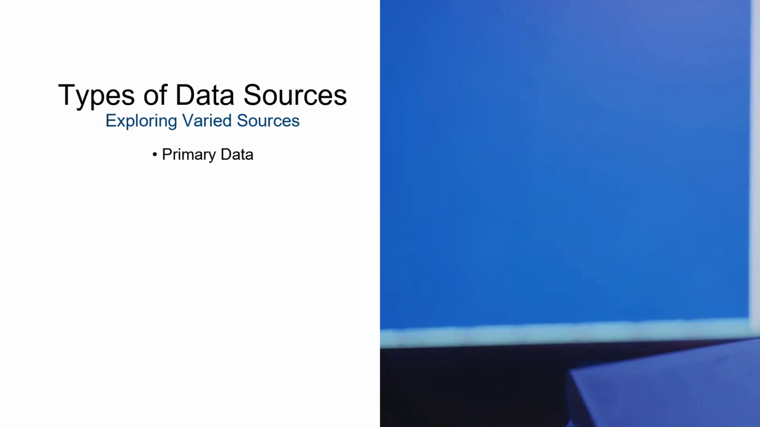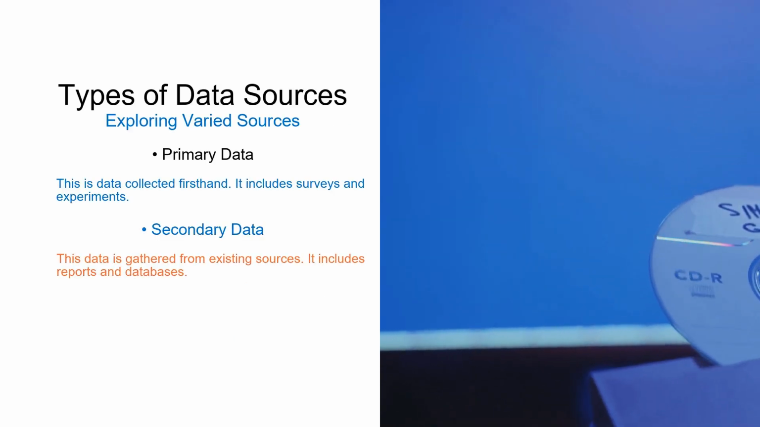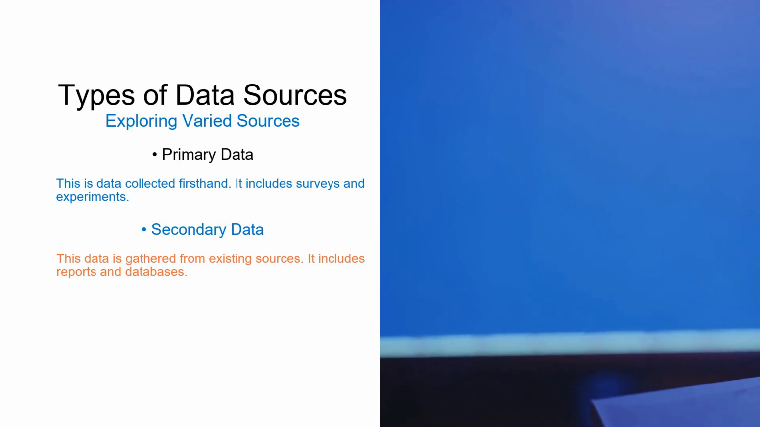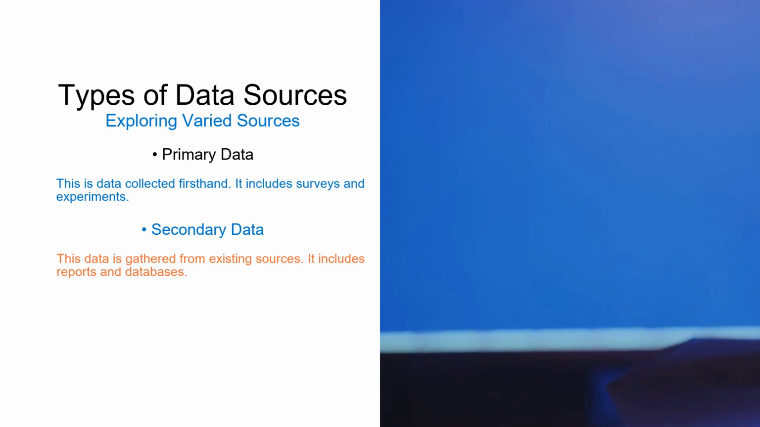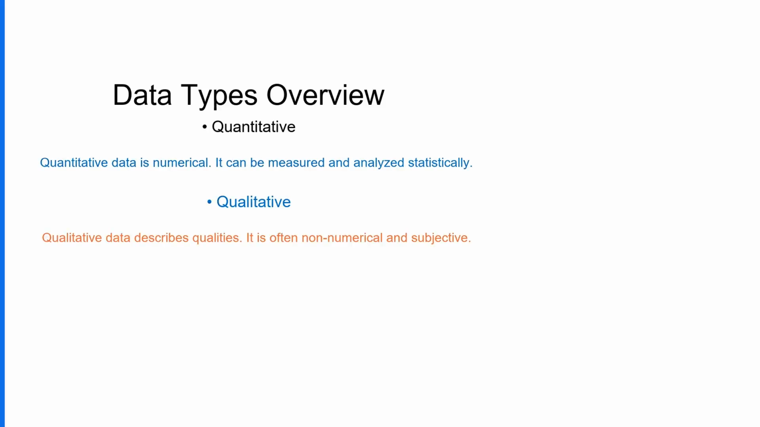Data sources can be classified into primary and secondary. Primary data is collected firsthand through methods like surveys, while secondary data comes from existing reports and databases. Data types are broadly categorized into quantitative and qualitative. Quantitative data is numerical and measurable, while qualitative data describes qualities and is often subjective.